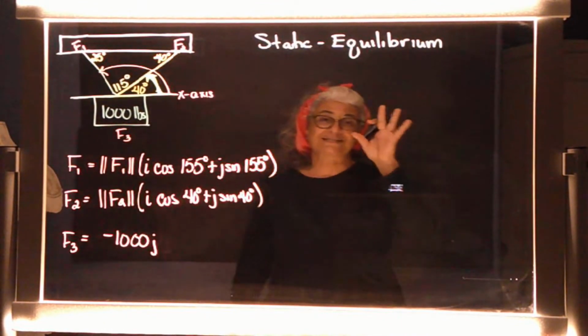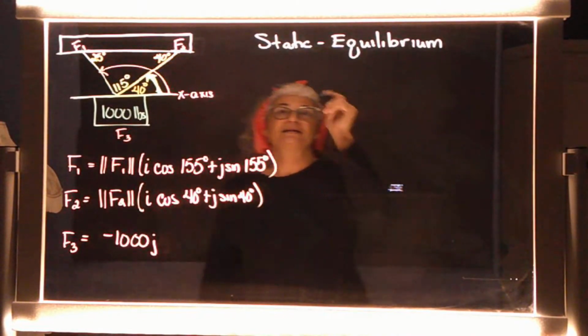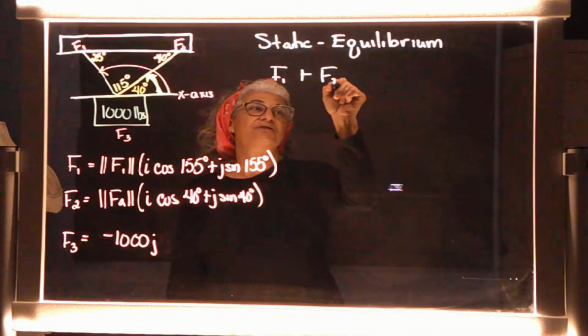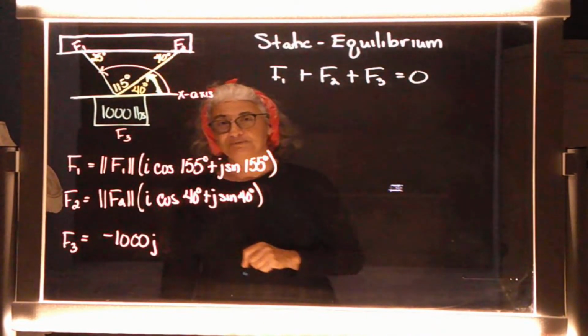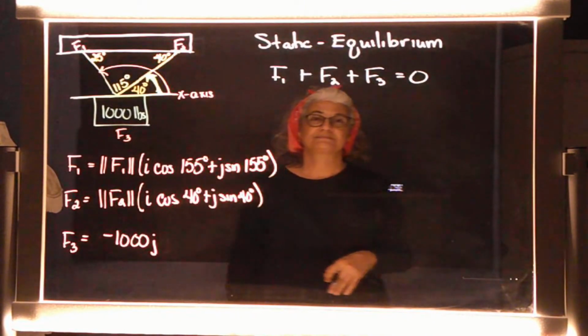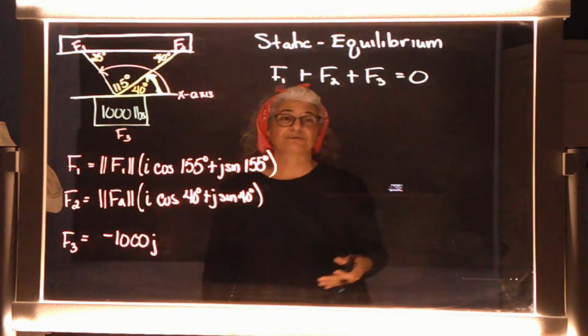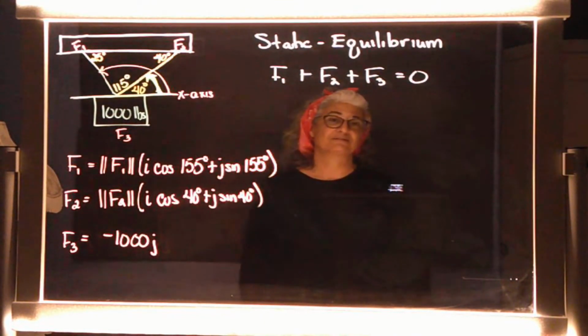And in order for static equilibrium to happen, then the sum of my vectors must equal 0. Got it? The sum of the vectors must equal 0. So here's the deal. That means I need to add all three of these together. Are you with me?